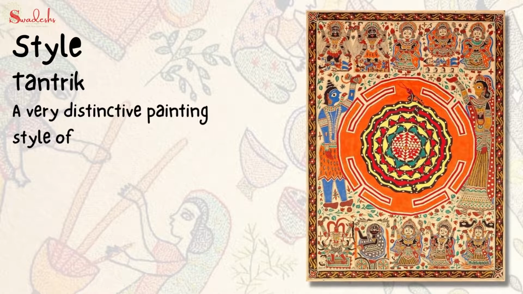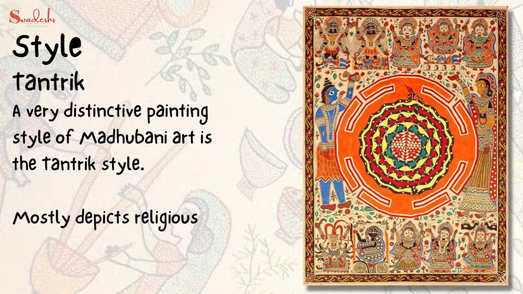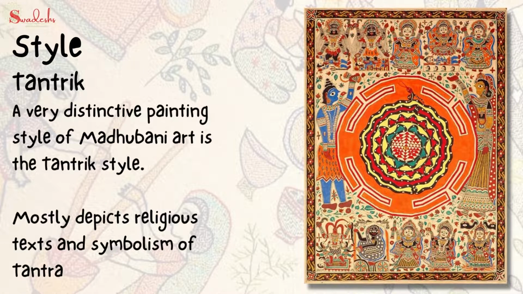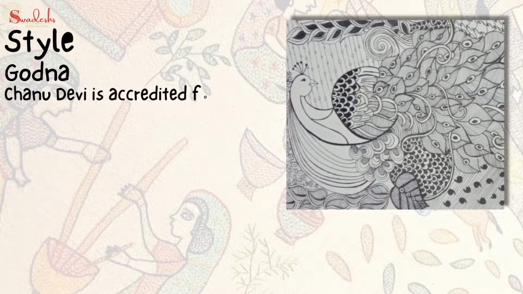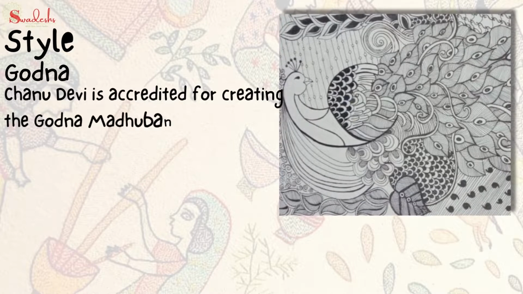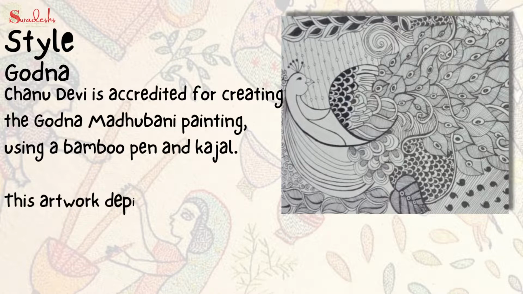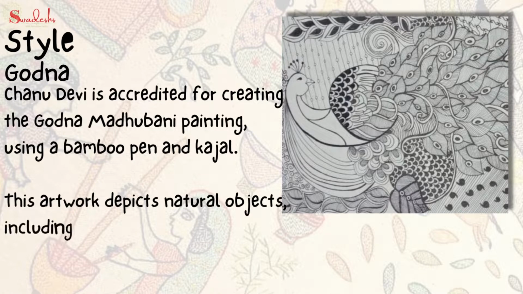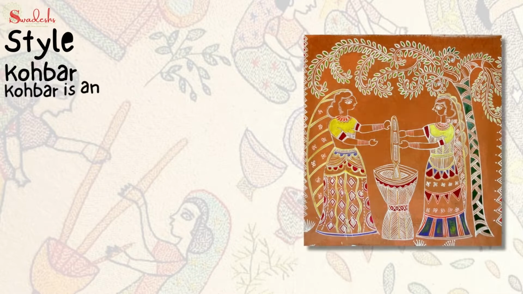Tantrik. A very distinctive painting style of Madhubani art is the Tantrik style. It mostly depicts religious texts and symbolism of Tantra Hinduism. Godna. Chanu Devi is accredited for creating the Godna Madhubani painting using a bamboo pen and kajal. This artwork depicts natural objects including animals, birds, plants, the tree of life and flowers.